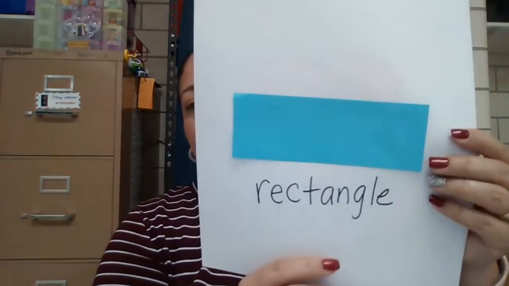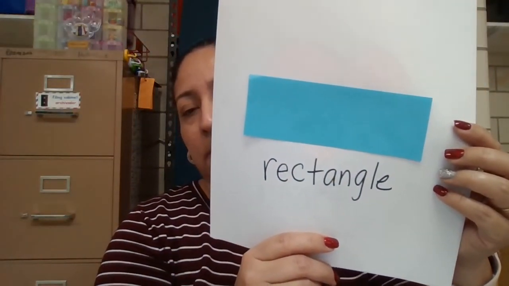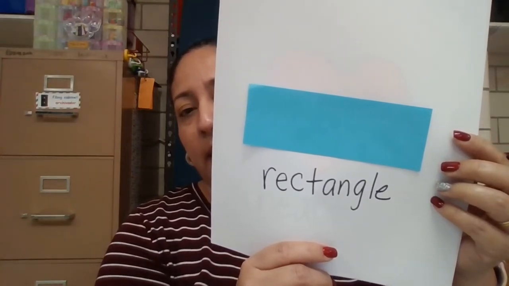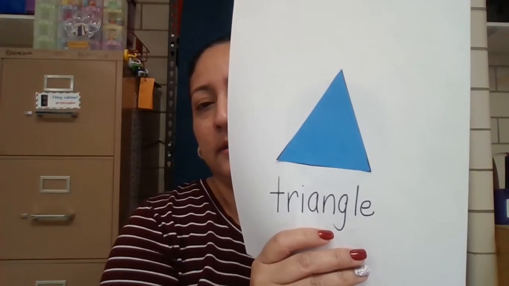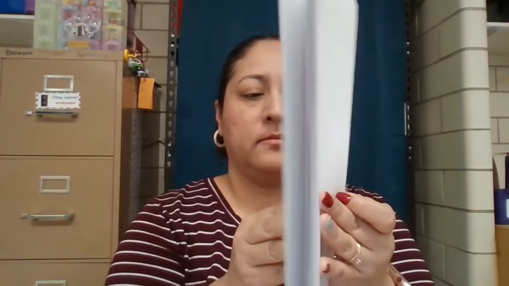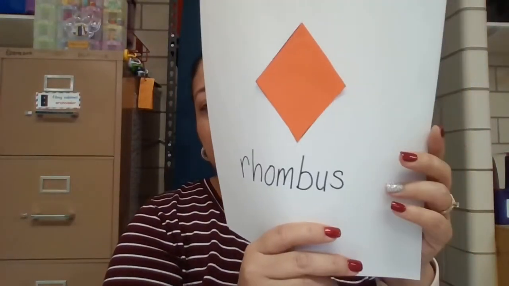Here's another example. I did the rectangle. So I drew the rectangle myself and I cut it, I glued it, and then I wrote the word rectangle on the bottom. So there's just several examples. Here is the heart. I think I did a lot of them. Here is the triangle. Here is the circle. This one is the rhombus. Okay, so choose one.